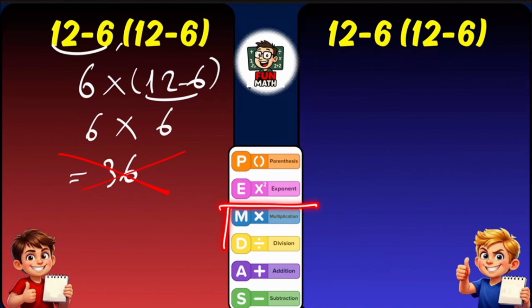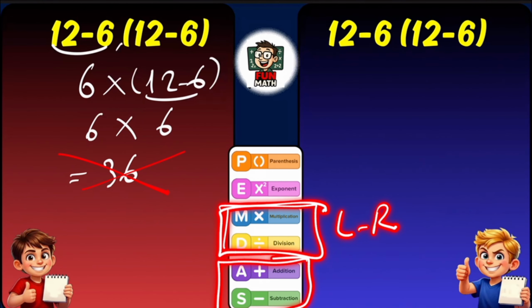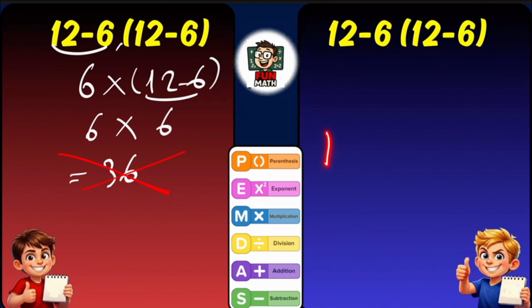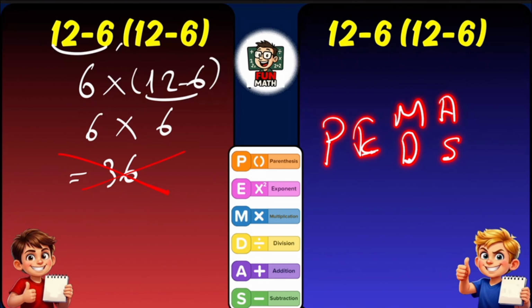Okay, here we have another rule. There is no order between multiplication and division. Operations are done from left to right. Similarly, there is no order between addition and subtraction. Operations are done from left to right. Repeat. Parentheses, exponent, multiplication and division, not ordered, from left to right. Addition and subtraction, not ordered, from left to right.